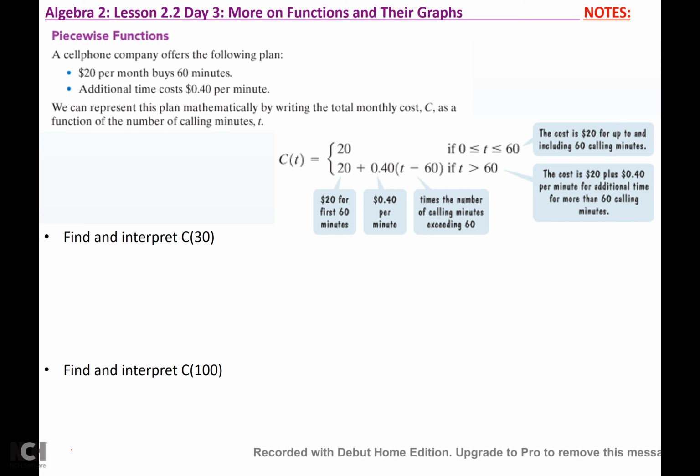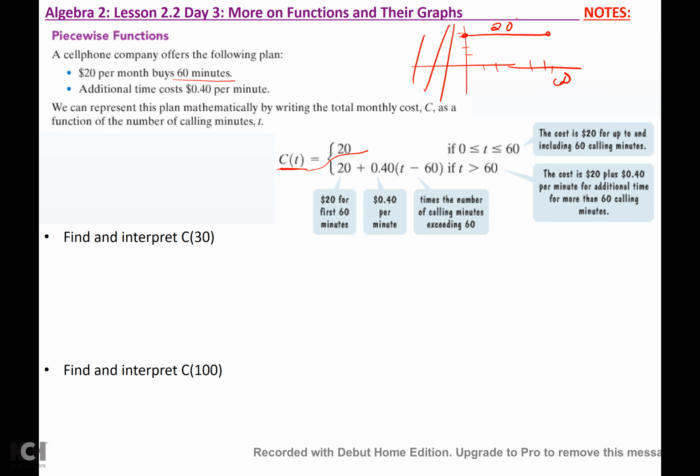We can represent this plan mathematically by writing the total monthly cost C as a function of the number of calling minutes T. As long as you don't go over 60 minutes, the cost of your bill is going to be $20, just a straight horizontal line at $20, up to 60 minutes. We don't do anything on this side because negatives don't make any sense. So from 0 minutes to 60 minutes, your plan is going to cost you $20.